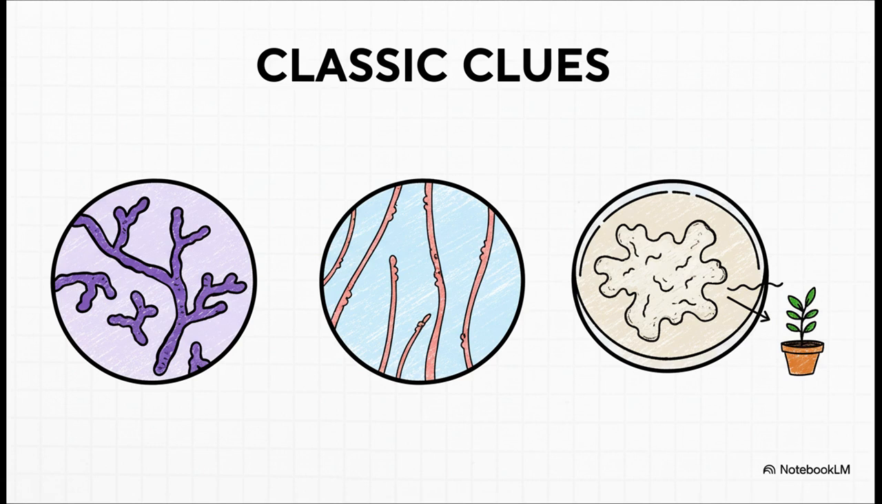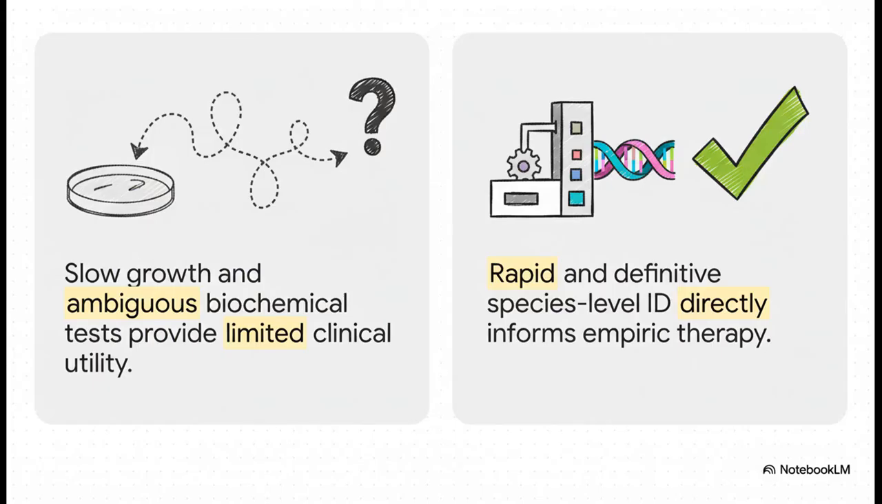And of course, there are the slow, chalky, mold-like colonies that can take forever, up to 21 days, to show up, often with that unmistakable potting soil smell. These clues are classic for a reason. And this slide really captures the whole paradigm shift. The old way, waiting weeks for growth, then messing around with biochemicals that were often ambiguous, was just too slow and not specific enough to really help guide therapy. But the new way, molecular ID, gives us a definitive species-level answer, and it does it fast enough to directly inform that crucial first round of empiric therapy.